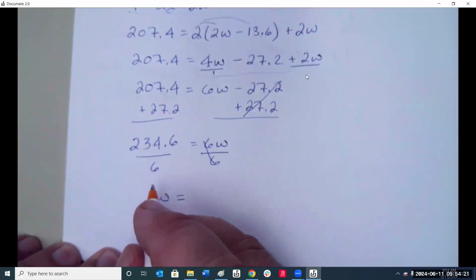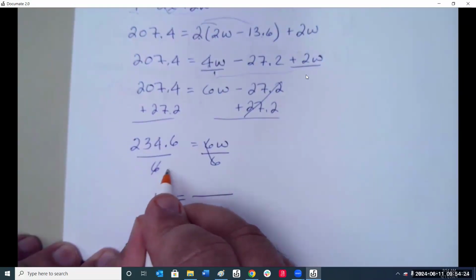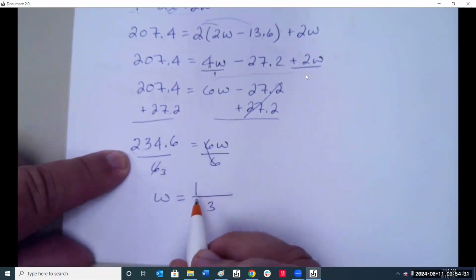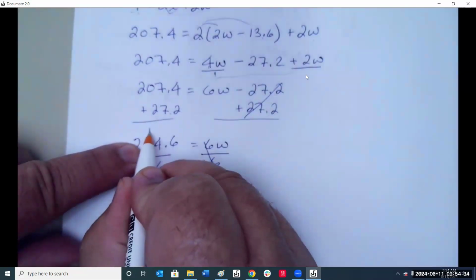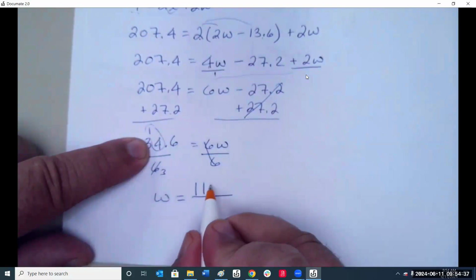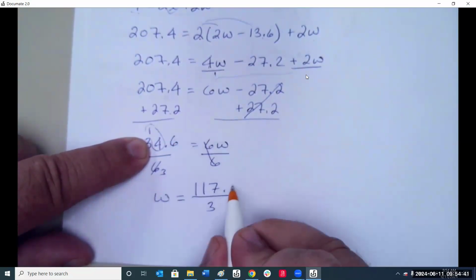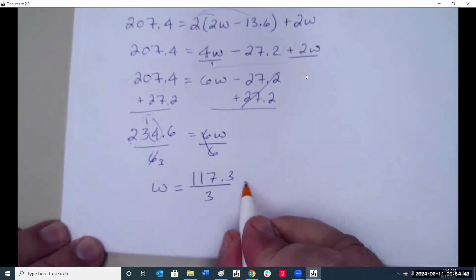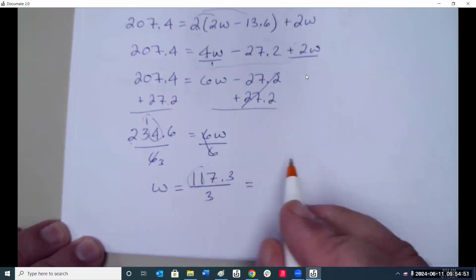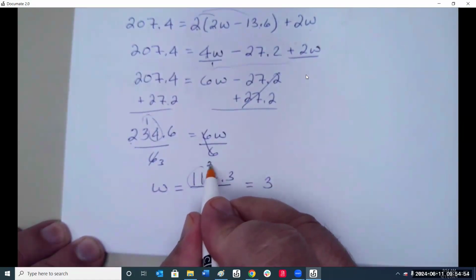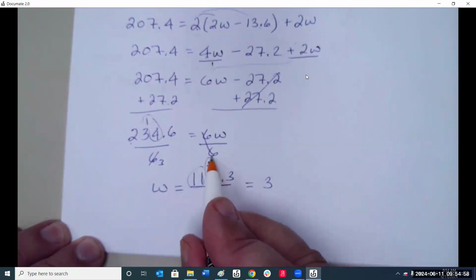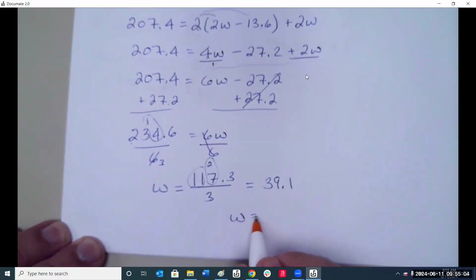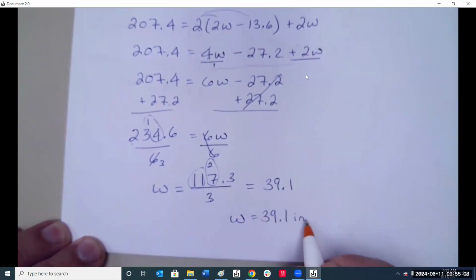We know they both have 2 in common. So 2 goes into 6 3 times. 2 goes into 2 1 time. 2 goes into 3 1 time with 1 left over. 2 goes into 14 7 times. 2 goes into 6 3 times. 3 goes into 11 3 times with 2 left over. 3 goes into 27 9 times. So the width is 39.1 inches.